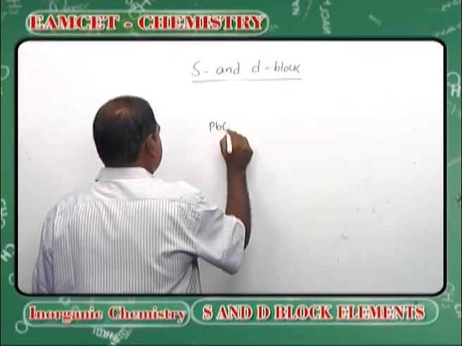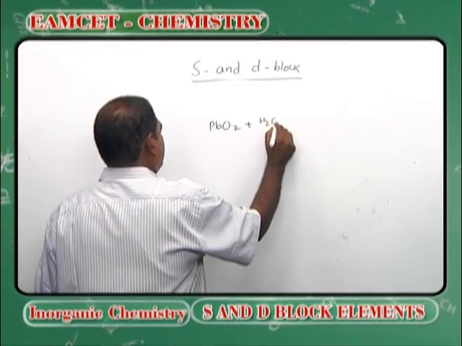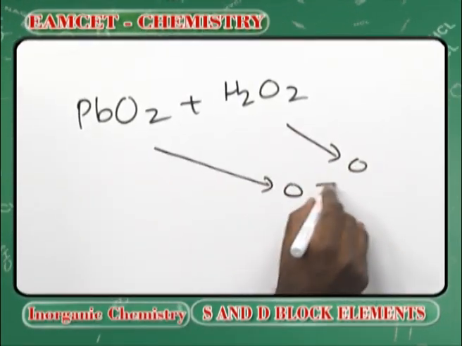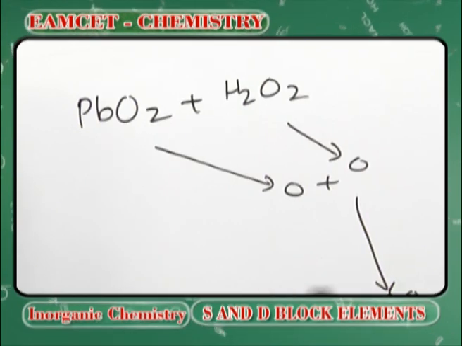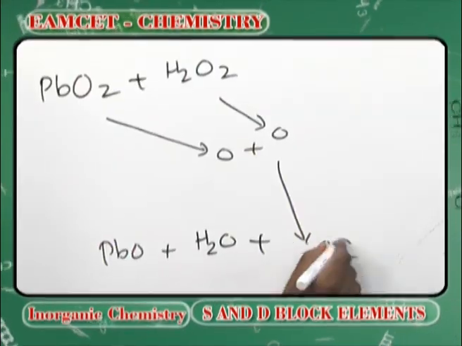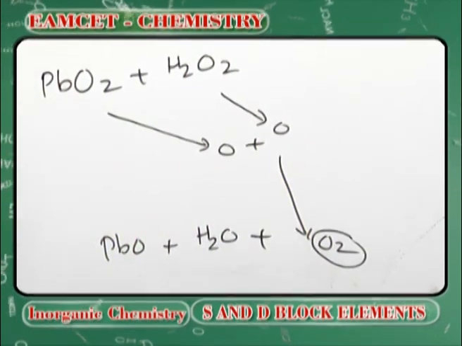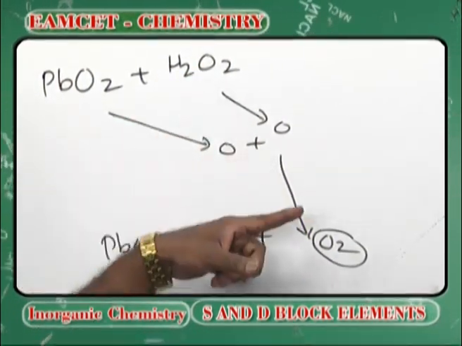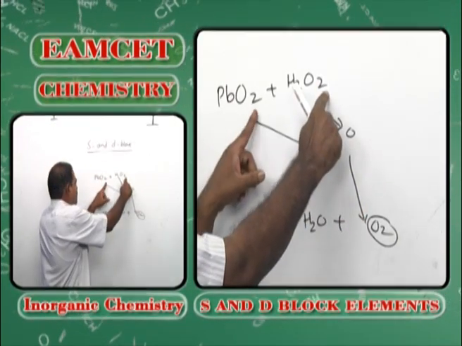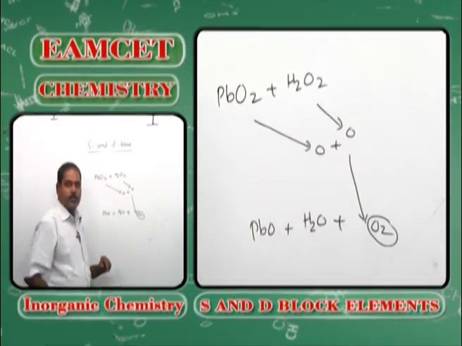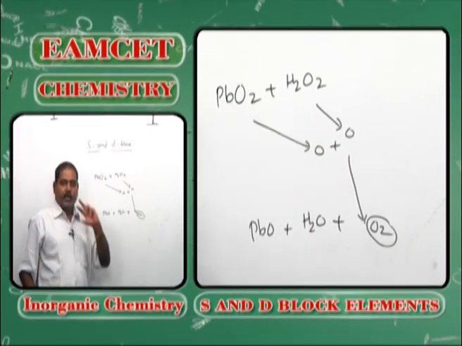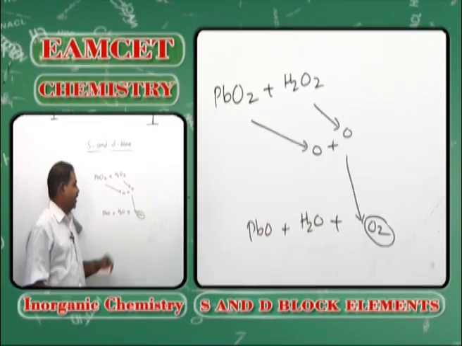PbO2, H2O2: H2O2 gives an oxygen, PbO2 gives an oxygen, both the oxygens become O2, PbO plus H2O. So, how do you get oxygen in reactions of H2O2? H2O2 gives an oxygen, the other fellow also gives an oxygen. This oxygen and this oxygen assemble to O2. So, H2O2 is giving an oxygen, oxidizing agent.